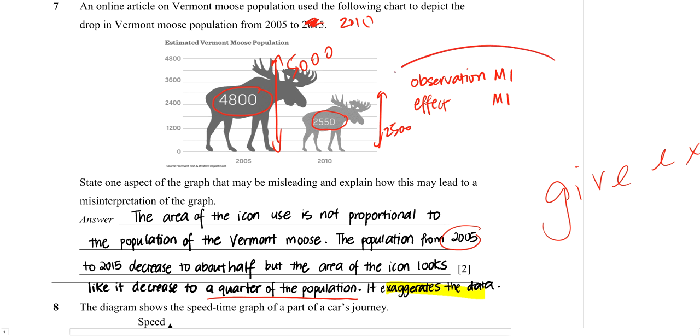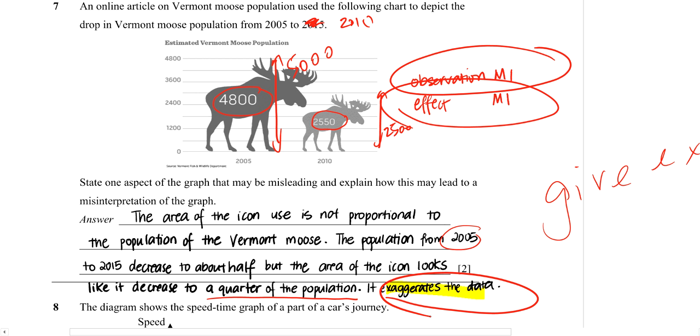So how are the marks allocated? You get 1 mark for observation. Observation comes in the form of talking about values. The value decreased by half, but the area didn't decrease by half. Then you talk about the effect. The effect is that it exaggerates the data.